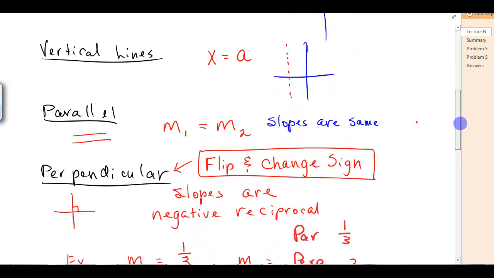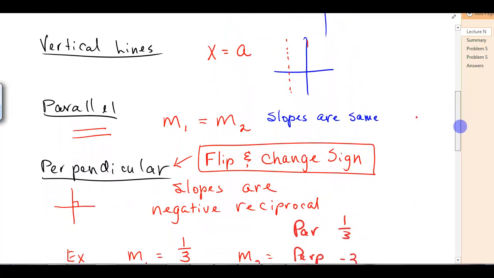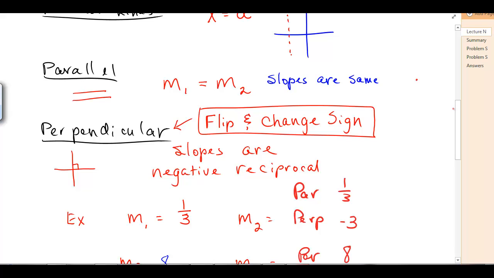The next ones that we'll look at will be parallel and perpendicular lines. For parallel lines, they do go the same direction, and so their slopes are equal. m1 equals m2. Perpendicular lines intersect at right angles. Their slopes are negative reciprocals. You might remember this by saying flip and change the sign.